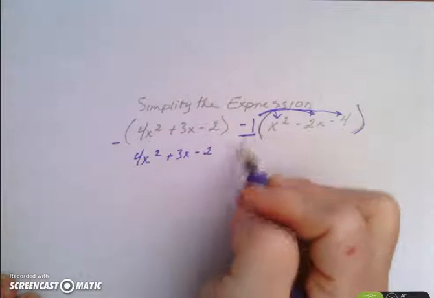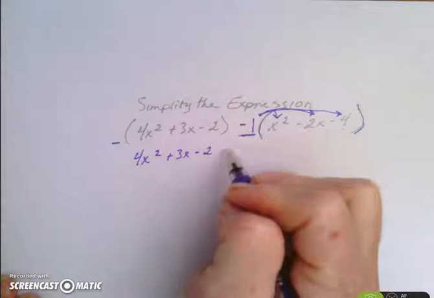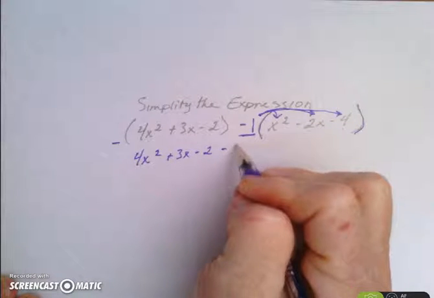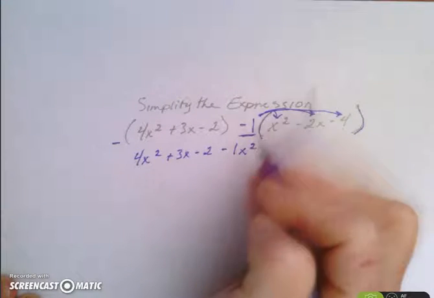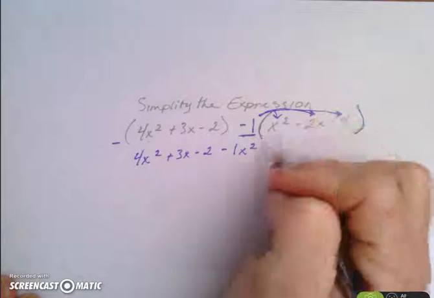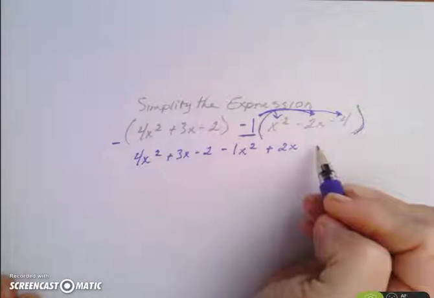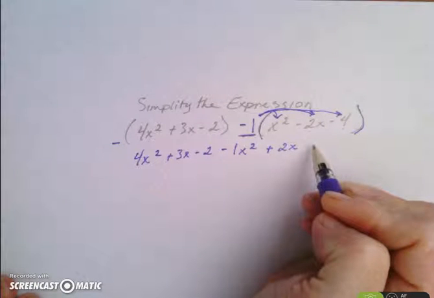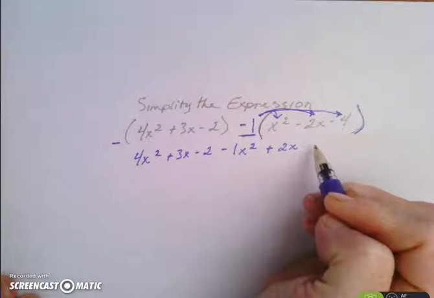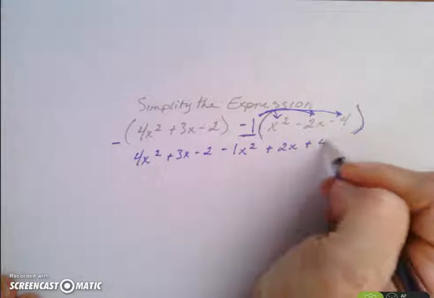And when we do that, we get -1 times x squared, which equals -1x squared. -1 times -2x is a positive 2x, because a negative and a negative make a positive. And then we have a negative times a -4, which becomes a positive 4.